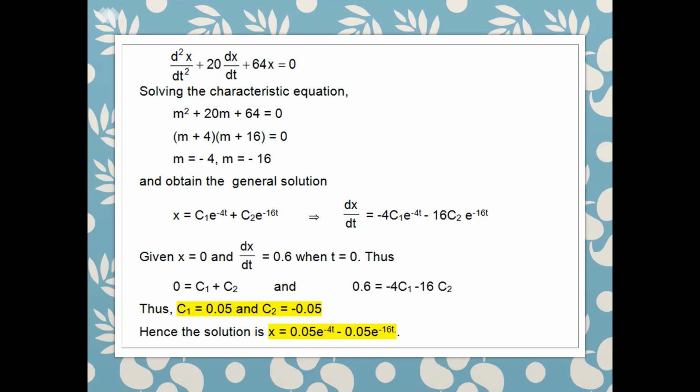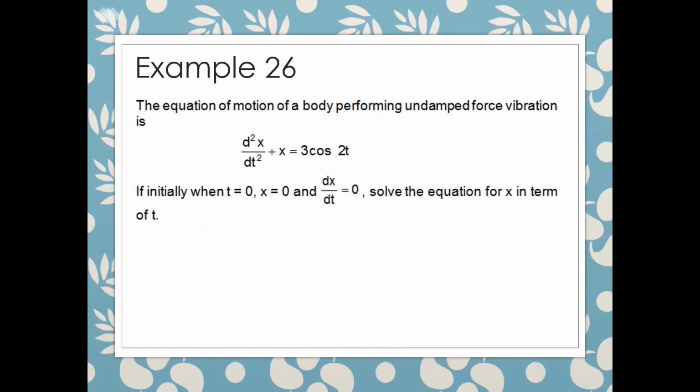substitute this information into the equations of x and dx/dt that you have obtained and simplify. You should get c1 = 0.05 and c2 = -0.05. Substitute these two values back into x. That is how you get the final answer, which is x = 0.05 e^(-4t) - 0.05 e^(-16t). Now, refer to example 26.